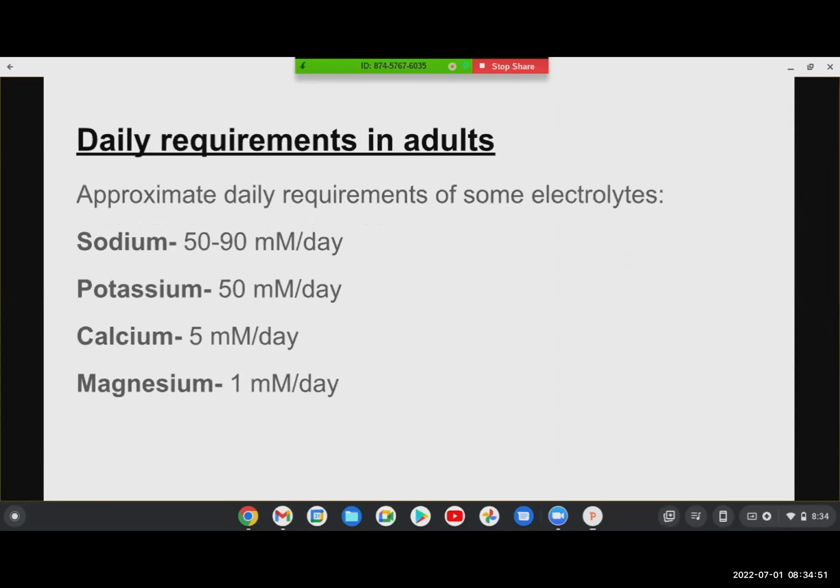In adults, the approximate daily requirements of some electrolytes are as follows. We require 50 to 90 millimole of sodium per day, 50 millimole of potassium per day, 5 millimole of calcium per day, and 1 millimole of magnesium per day.